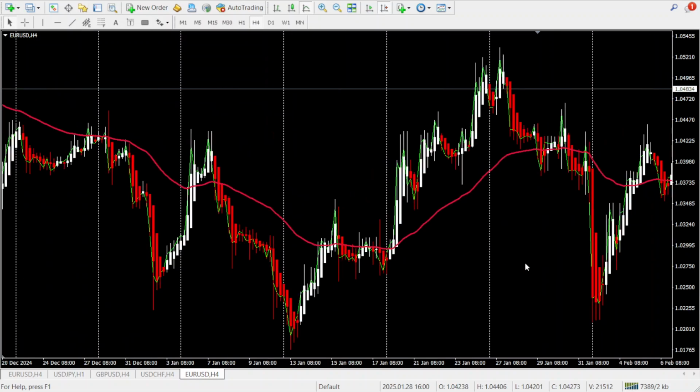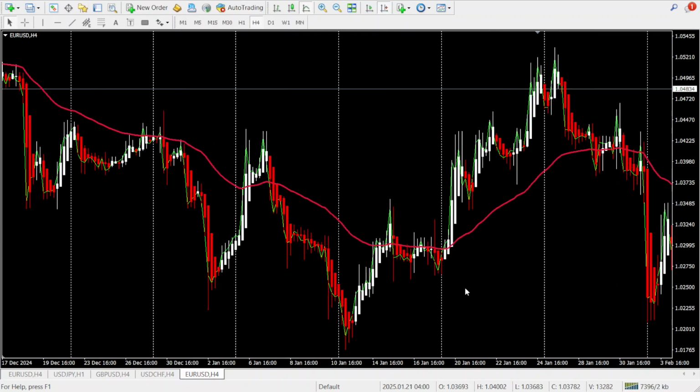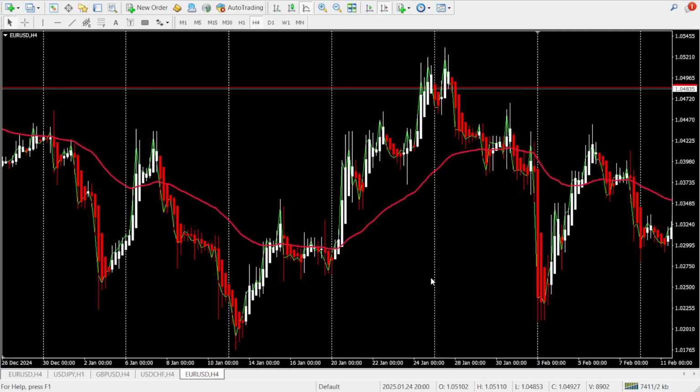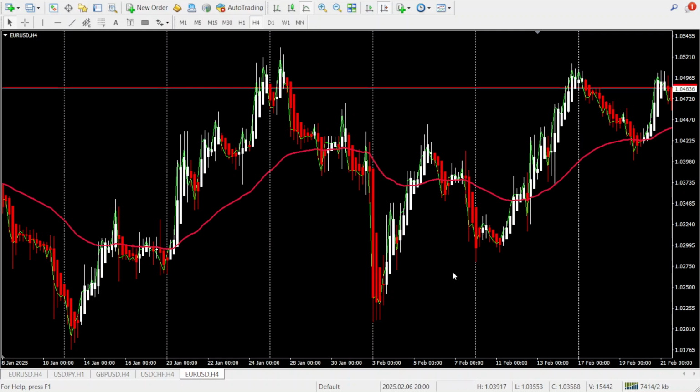Or if you want to use automatic exit, you can just use resistance levels and support levels to set your take profits. Resistance levels could be good areas to set take profits for your buy trade, while support levels could be good areas to set your take profits for a sell trade.